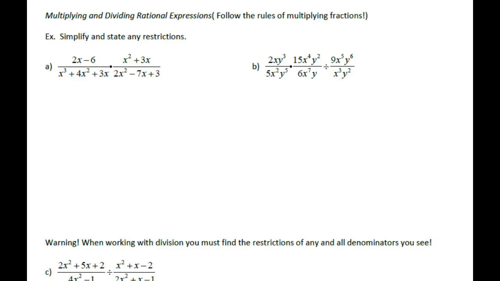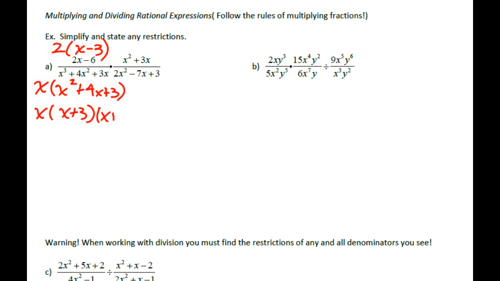In the first top, I can take out a 2 from both terms, so I get 2 quantity x minus 3. In the first denominator, I can take out an x, giving me x squared plus 4x plus 3. But then the expression on the inside, I can factor that even further into x plus 3 and x plus 1. In the second numerator, I can factor out an x, so I get x quantity x plus 3. And in the second denominator, what multiplies to give me 6 and adds to negative 7? There's negative 6 and 1, so that would factor into x minus 3 and 2x minus 1.